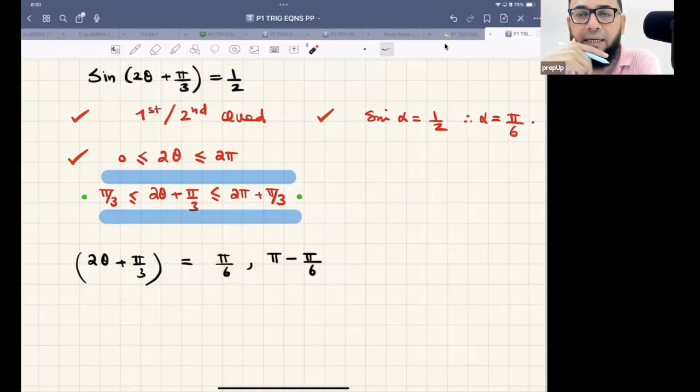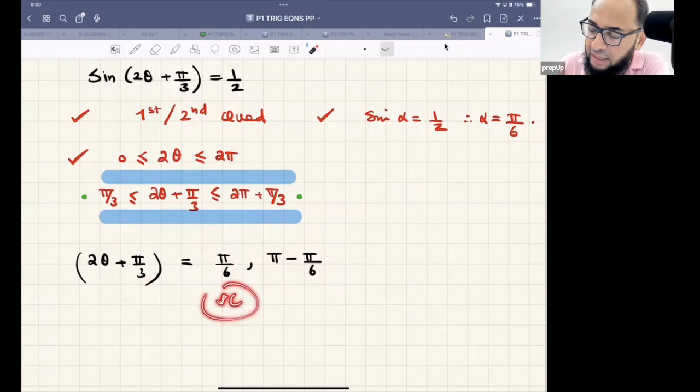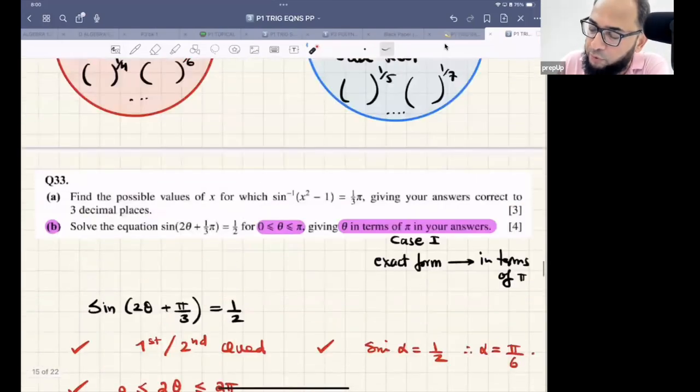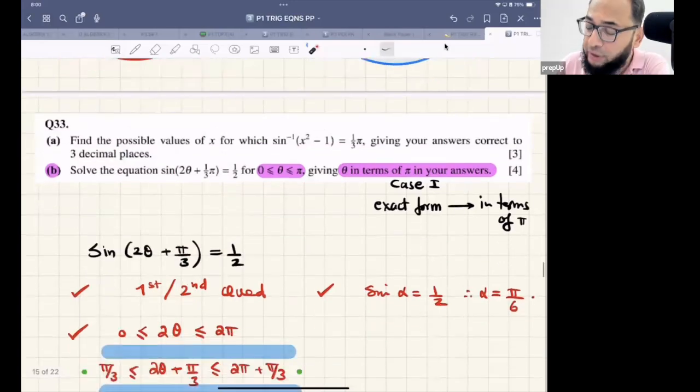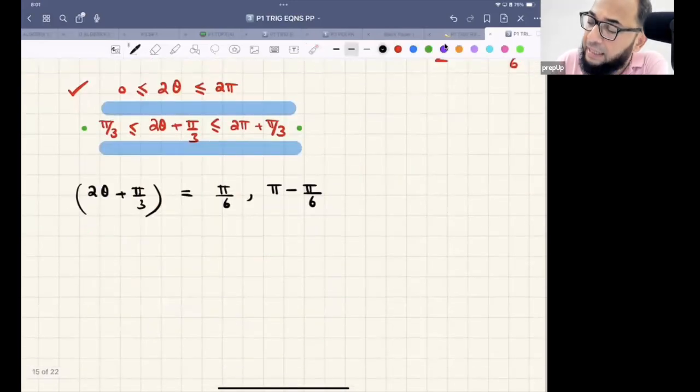Let me make you think in another way. Let's say at this point, you did not think about that. You transfer this to the other side, pi by 6 minus pi by 3, this comes out to be negative. How will you deal with this negative answer? Because the final answer should be between 0 and pi. So that means that anything which is outside of the range will be rejected.